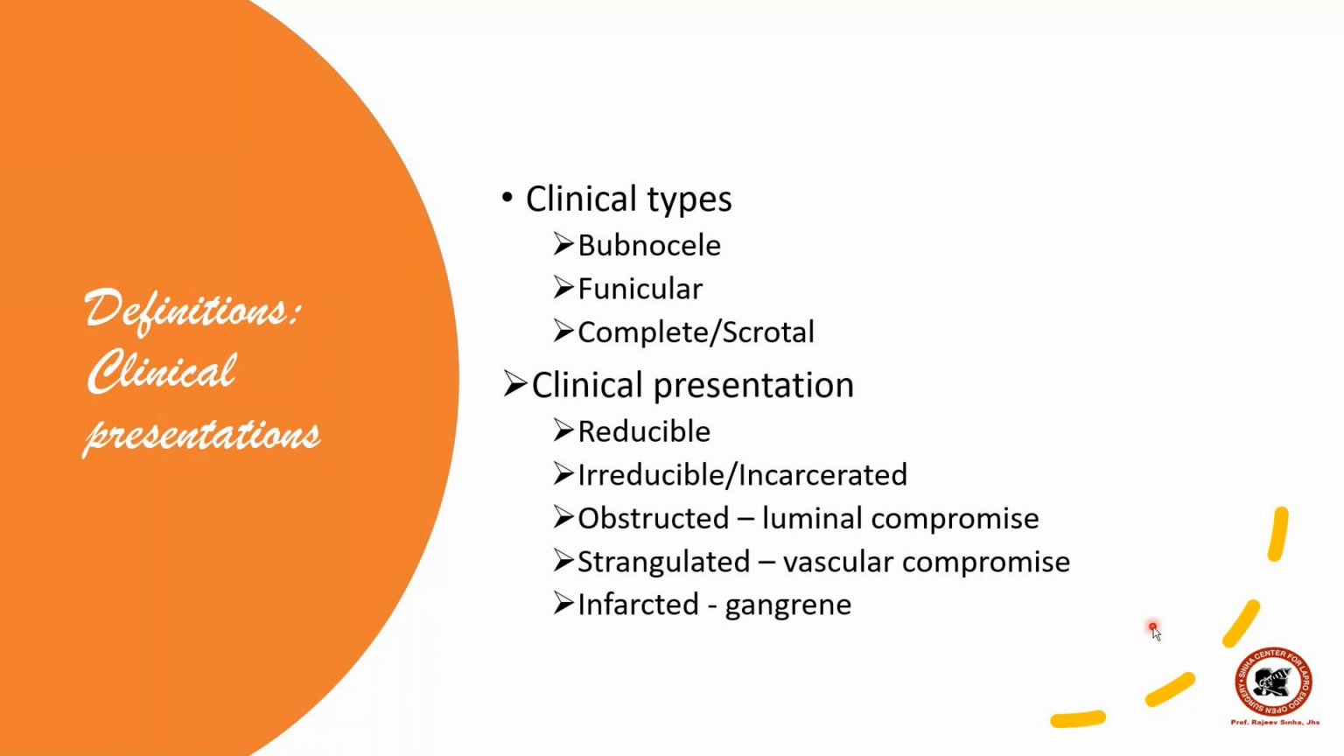The clinical presentation, the most common to start with, is always reducible. With the passage of time, it becomes irreducible or incarcerated, becomes obstructed. There is a luminal compromise, then strangulated, with vascular compromise, and infarcted or frank gangrene subsequent to a strangulation. This we have referred to last time. Not going to go into further detail at this point of time.